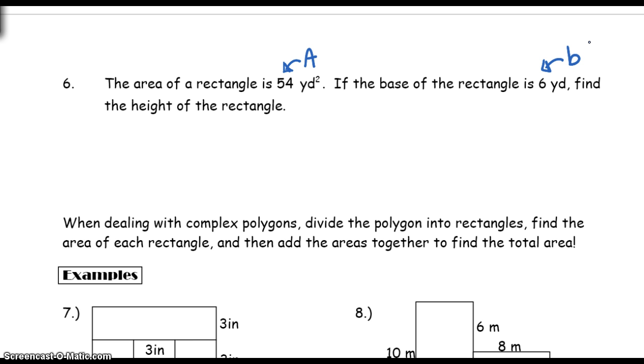Okay. So we're talking about area of a rectangle. So we know that the formula is A equals B times H. What numbers do we know? Well, we know A is 54, and then we also know that B is 6. And now we have our equation. So if I take 54 and divide it by 6 on both sides, which is the inverse, I get 9. Now let's think about our units. The height of this rectangle is 9. Would the height be 9 yards square, or would it be just 9 yards? Well, it's one dimension, right? So just 9 yards. There you go. Boom, we're done with that one.